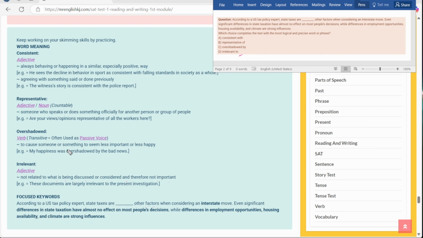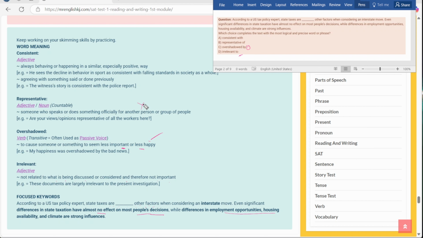Overshadowed. To cause someone or something to seem less important. State taxes are overshadowed by other factors. Well, it is denoting a comparison, that we compared state taxes to the other things and the other things overpowered state taxes. Their decisions were affected by employment opportunity and other things. Okay, so overshadowed, most likely. Representative of. We are not showing it's a representation of other factors. State taxes are a representation of other factors. No, they are not representing anything about other factors.